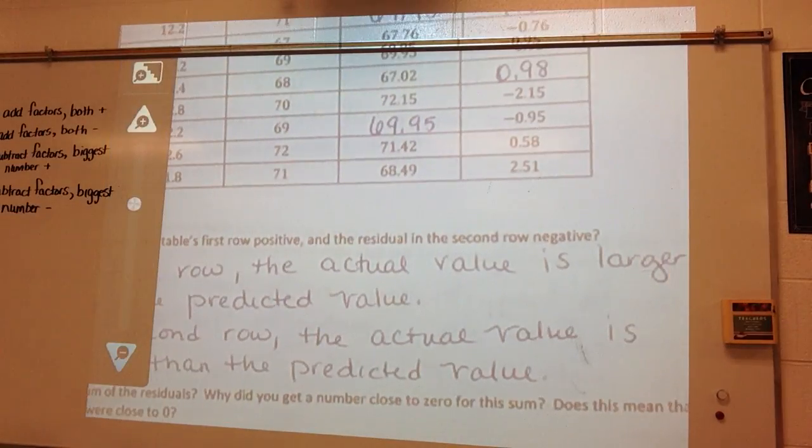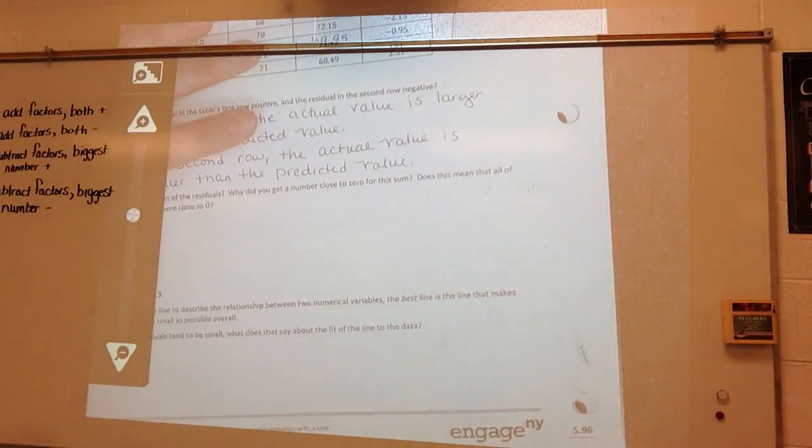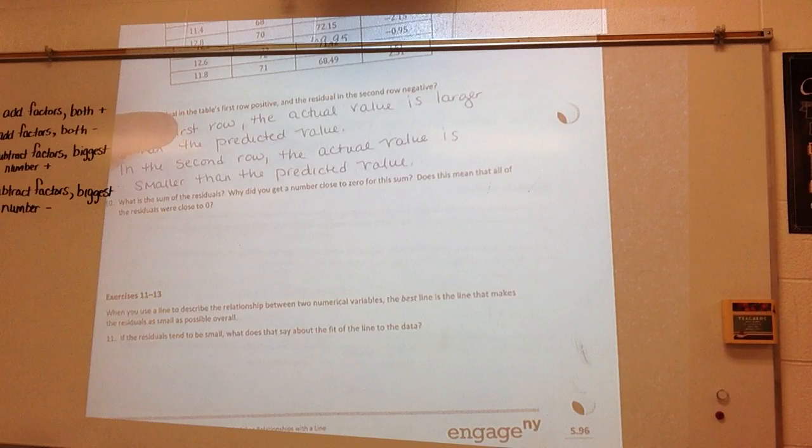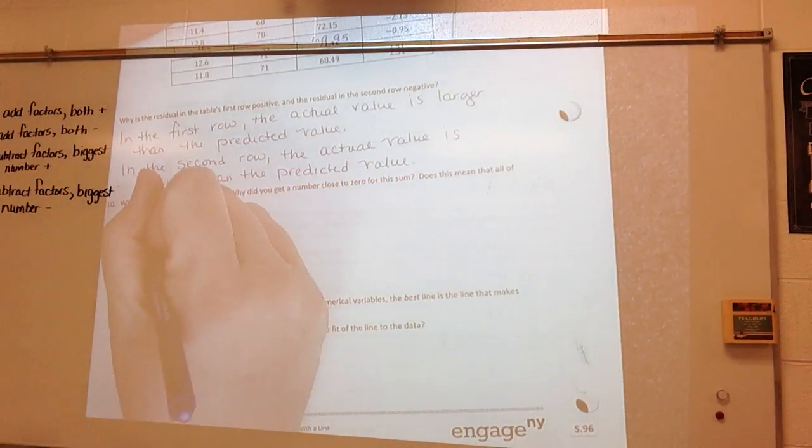So it wants to know what is the sum. So I get, let's see, what is the sum of the residuals? We're going to round it to the nearest hundredth. So 34 and 54 hundredths.